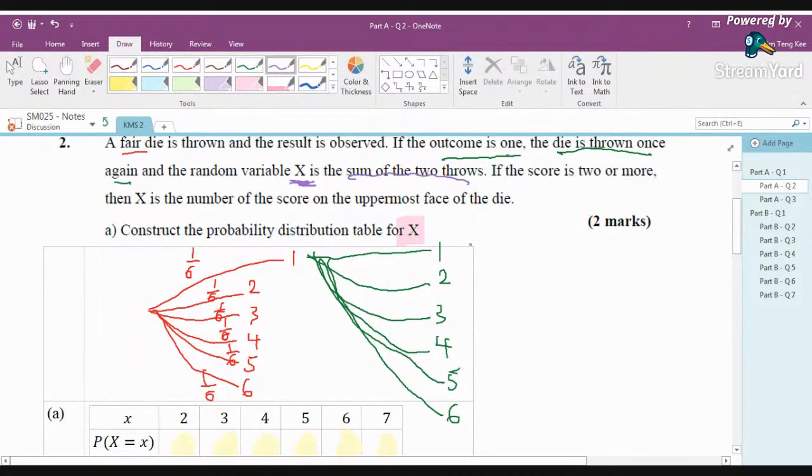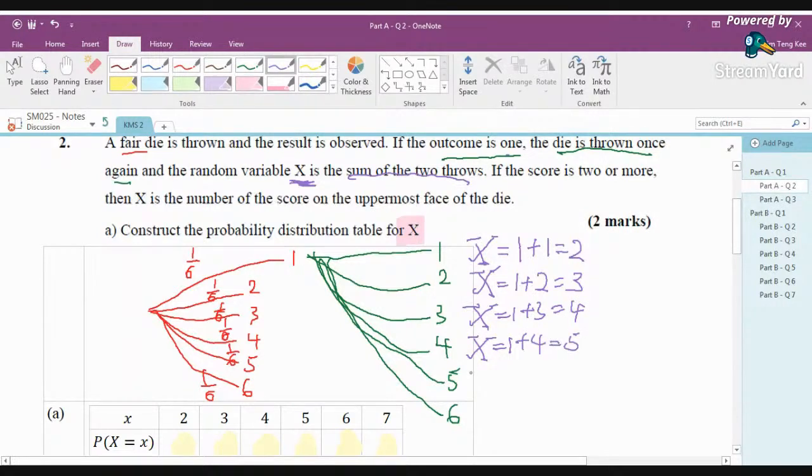And the X value is the sum of the 2 throws. So the first throw is 1. Therefore, for this case, the first throw is 1, the second throw is 1, so the outcome is 2. The next case, I have X equals 1 plus 2: first throw is 1, second throw is 2, I have 3. Followed by 1 plus 3, I get 4. Second throw is 4, so 1 plus 4 equals 5. 1 plus 5 equals 6. Then I have X equals 1 plus 6 equals 7.